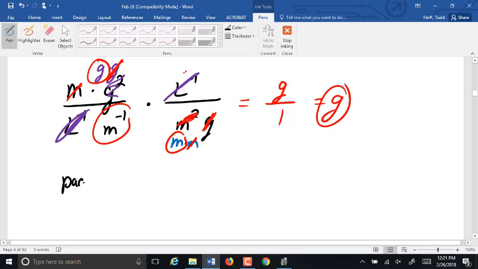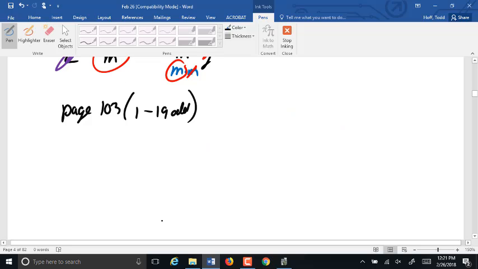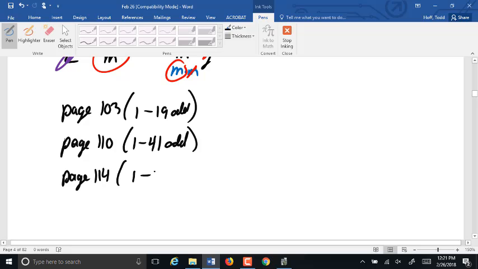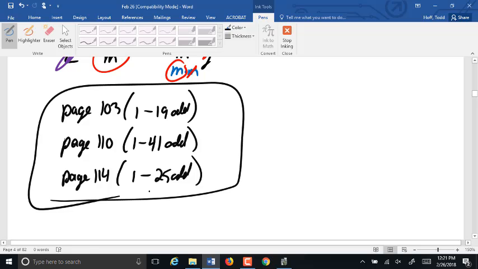Last time on Friday, if you recall, I assigned page 103, 1 through 19, the odds, which started the measurement conversions. And we're going to have to continue today on to page 110, 1 through 41, the odds. And then also page 114, 1 through 25, the odds. So this is the bottom one here, the page 114 is your dimensional analysis. You don't have to get overloaded with those, but do a few because that gets to be a lot kind of confusing to a lot of students.